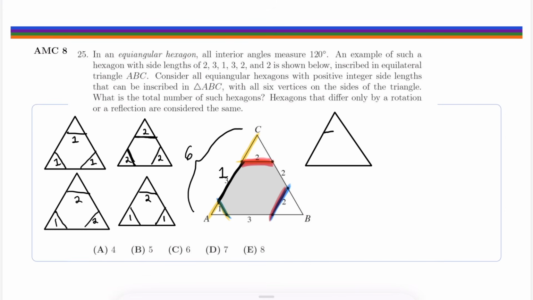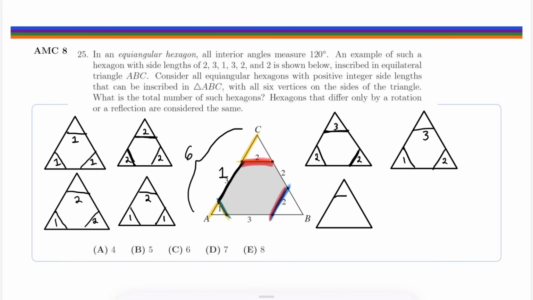If our largest side length is 3, our next largest side length has to be 2, because 3 plus 2 equals 5, which is the greatest sum that we can have of any two of our smaller sides. So this side length can also be 2. Next, if this is 3, we can also have 2 and 1. And if this side length is 3, we can have 1 and 1.